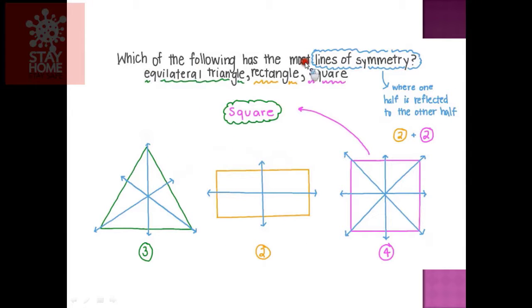Which of the following has the most lines of symmetry? This line is a symmetrical line, this line is a symmetrical line, this line is a symmetrical line. How many lines are there? Symmetrical lines 3. Here we have 2 symmetrical lines. Here we have 4 symmetrical lines. So the square has the most symmetrical lines in this situation.